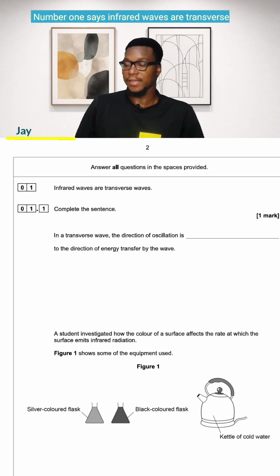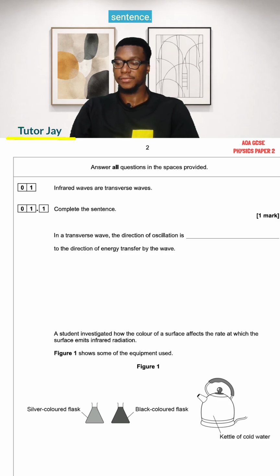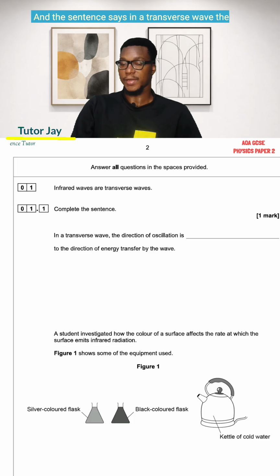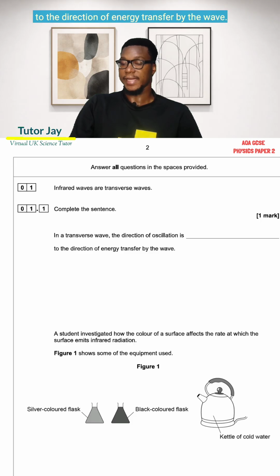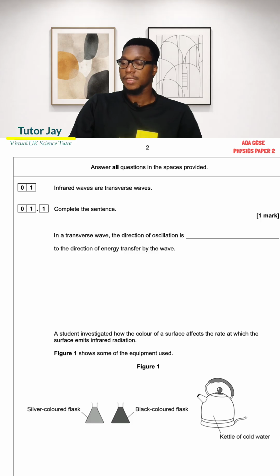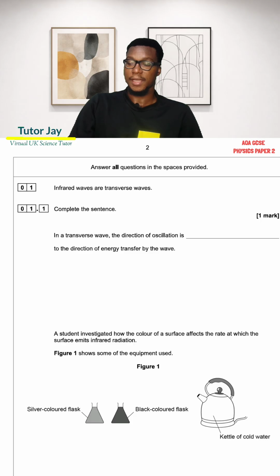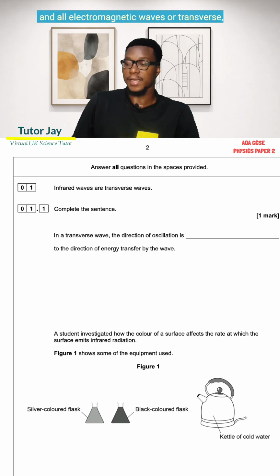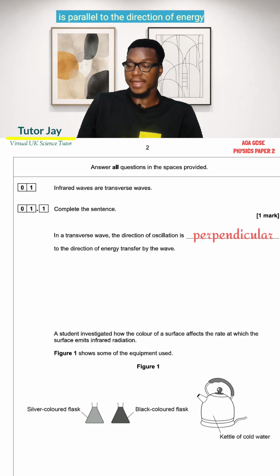Number one says infrared waves are transverse waves, and we're required to complete the sentence. The sentence says, in a transverse wave, the direction of oscillation is blank to the direction of energy transfer by the wave. Infrared radiation is an electromagnetic wave, and all electromagnetic waves are transverse. The direction of oscillation is perpendicular to the direction of energy transfer, compared to longitudinal, where the direction of oscillation is parallel to the direction of energy transfer.